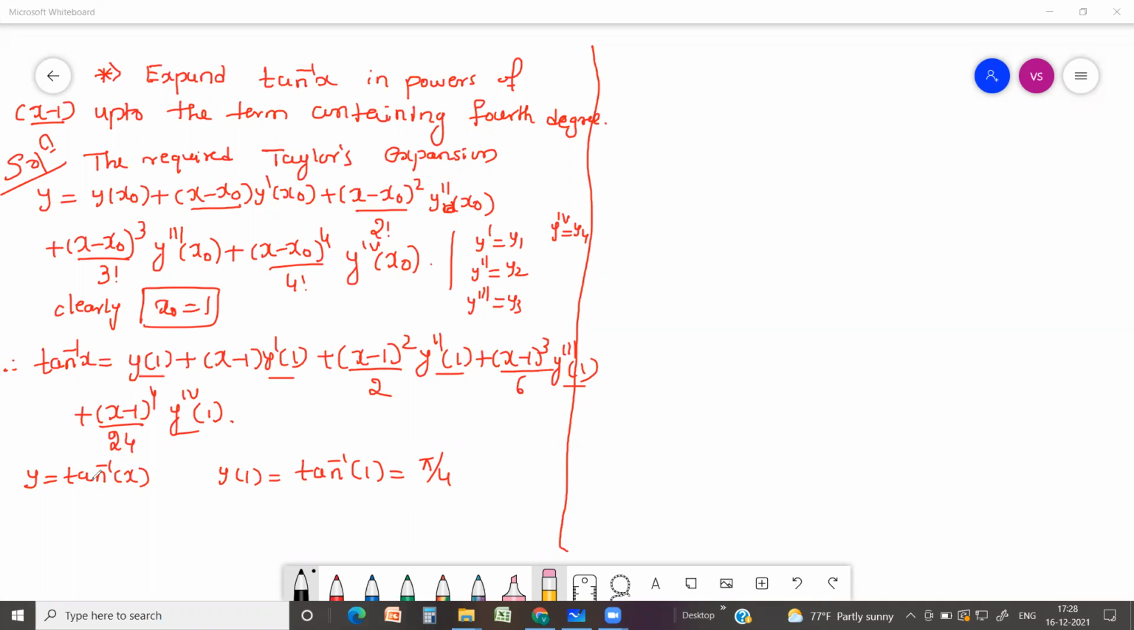Okay. Next, I want to find out y dash of 1. Y dash of 1 is nothing but, I'll just write y1. Y1 is nothing but y dash. So what is the differentiation of tan inverse of x? Tan inverse of x differentiation is 1 divided by 1 plus x square. Therefore, y1 of 1, that means y dash of 1, is 1 divided by 1 plus 1 square, because x value is 1 here. 1 plus 1 square is 2. So the answer is 1 by 2.